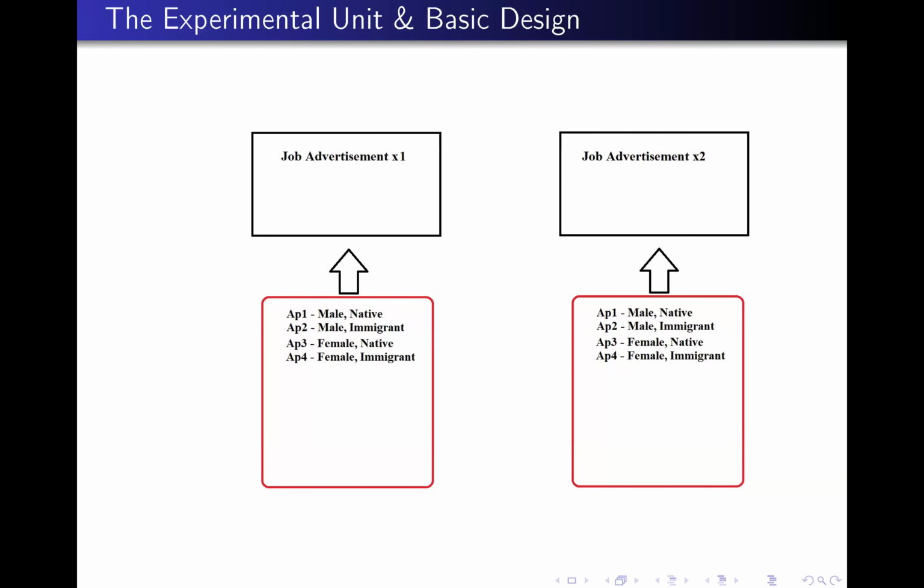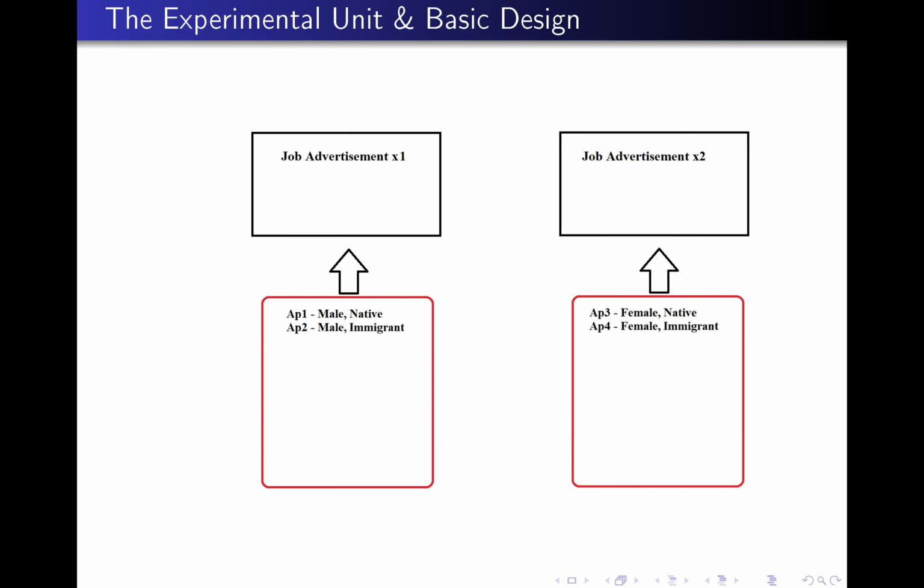This gives you a real basic idea of what this might look like. In this case, all the manipulations are happening within. We have two characteristics that we're changing: gender, and whether someone is a native or an immigrant, and they're applying for jobs. In the first advertisement, we're sending 4 applications in, and each of those 2 conditions is varied by the 2 characteristics. And so we're picking up the within signal here.